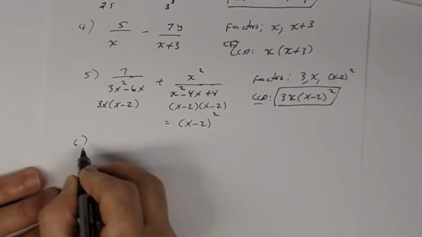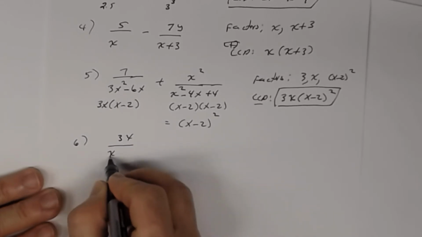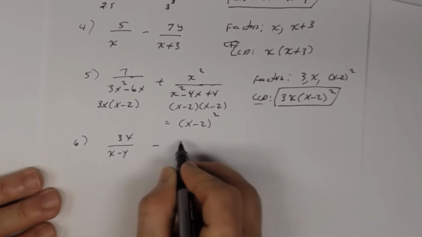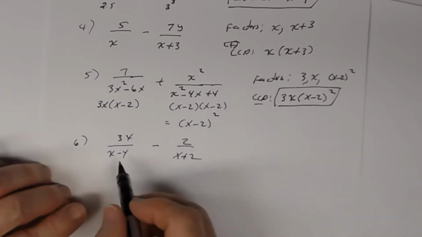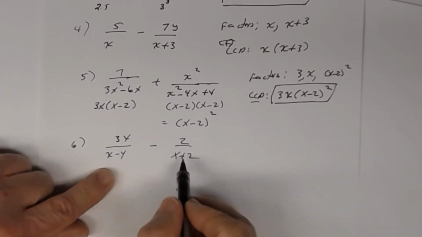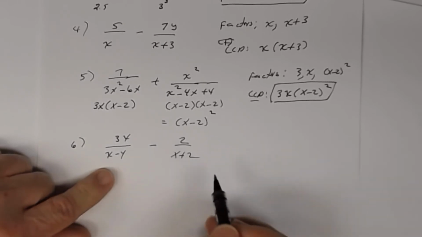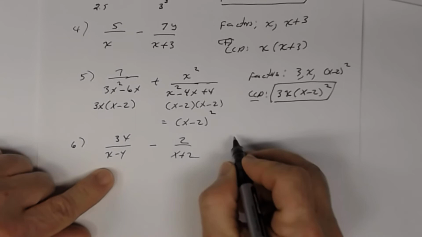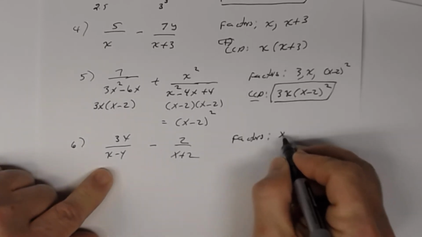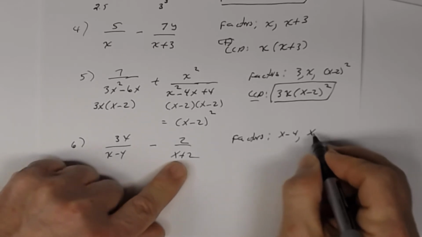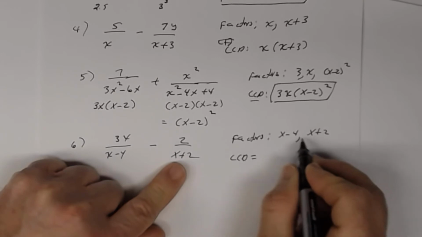Number 6. Let's suppose we had 3x divided by x minus 4 minus 2 divided by x plus 2. Okay, so notice that in my denominators I cannot factor any of these. These are binomials. The GCF is 1. There's nothing else I can do. So my different factors that I see are x minus 4, comma, x plus 2. And so therefore my least common denominator will be the product of these.